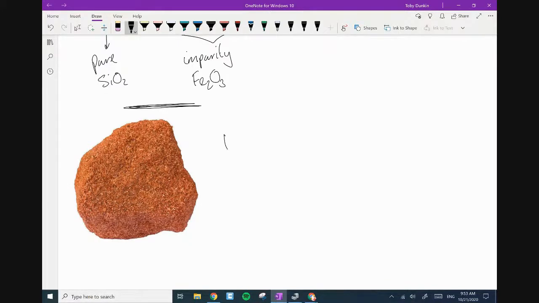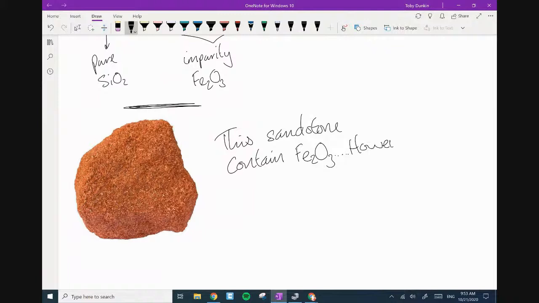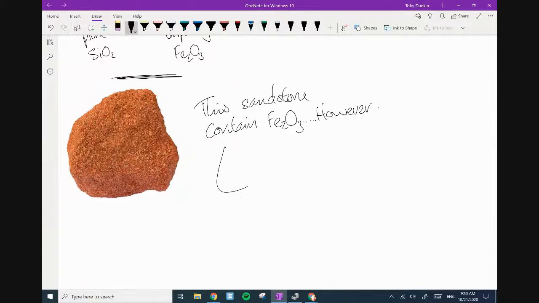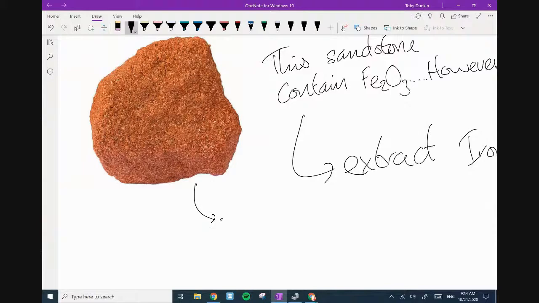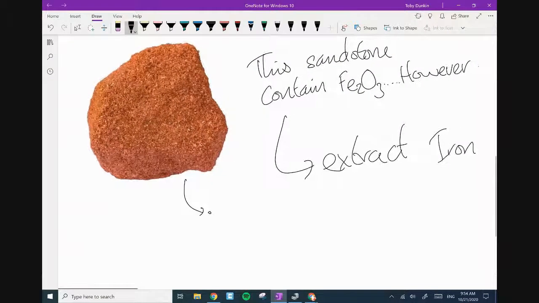Now, the important thing to grasp about this is that this rock, this sandstone, contains iron oxide. However, and this is important, if we were to try and extract the iron from this rock, from this massive rock I would get a piece of iron this big. That would be the total amount of iron that I'd get out of this rock.